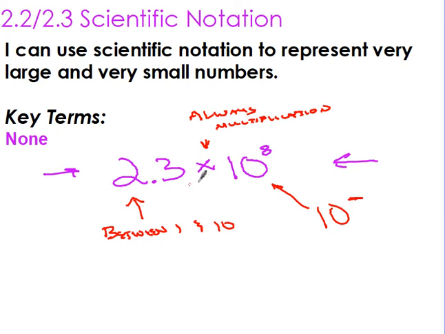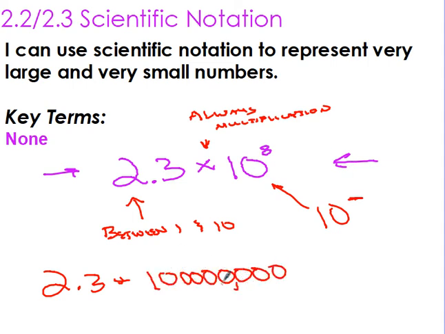So this number is a different way to represent a larger number. I could actually figure out what 2.3 times 10 to the 8th power is. I could do 2.3 times whatever 10 to the 8th power is. Well, that's 1, 2, 3, 4, 5, 6, 7, 8 zeros. I just did 10 times itself 8 times to get 100 million. Then I can multiply these two values, and that would tell me what 2.3 times 10 to the 8th power is. If I actually did that, it would be 230 million. So 2.3 times 10 to the 8th power is the exact same thing as 230 million.